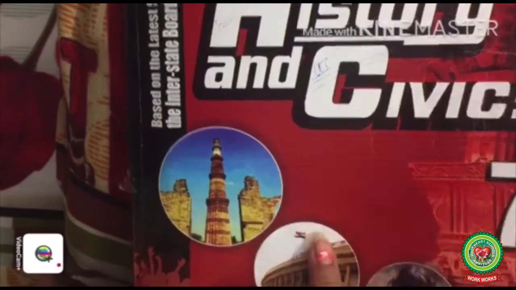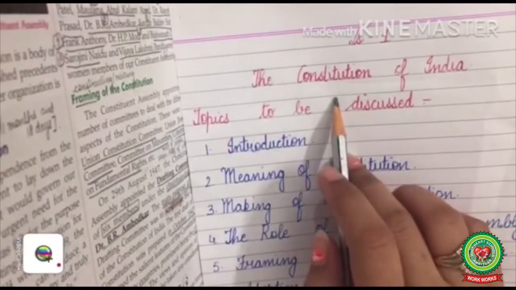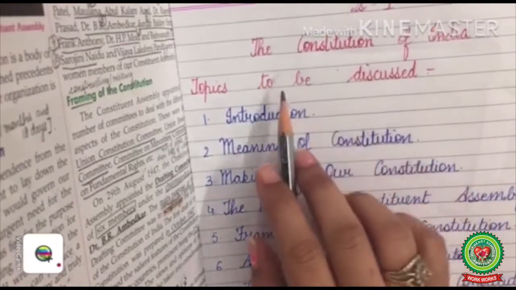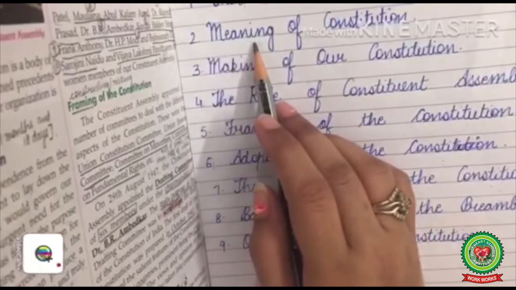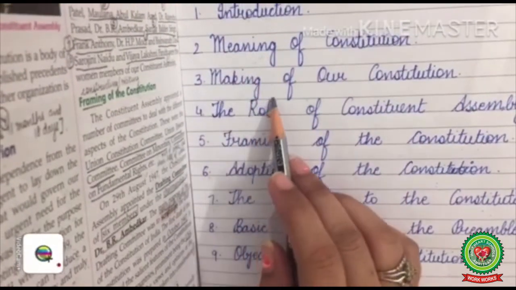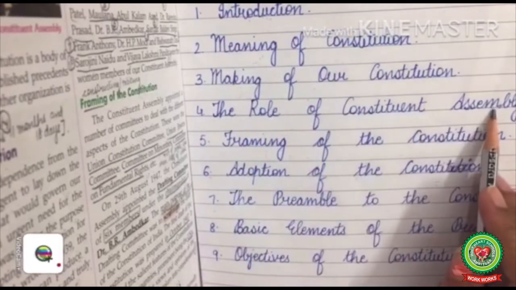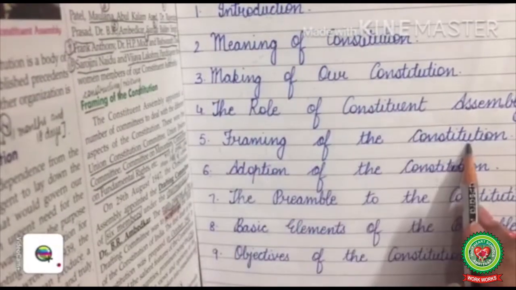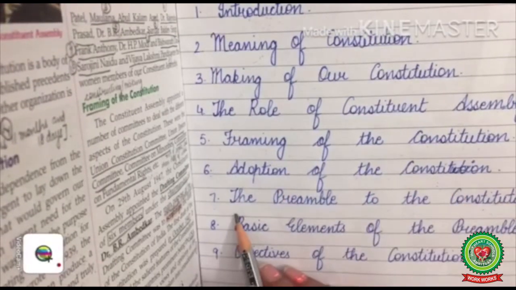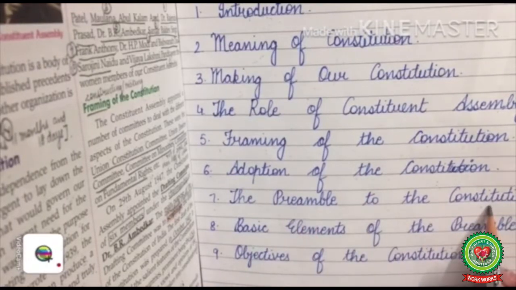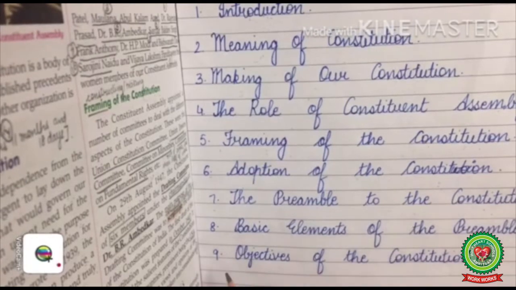We have started with lesson number 1 of civics, the Constitution of India. The topics to be discussed in this lesson are: number 1, its introduction; number 2, meaning of constitution; number 3, making of our constitution; number 4, the role of constituent assembly; number 5, framing of the constitution; number 6, adoption of the constitution; number 7, the preamble to the constitution; number 8, basic elements of the preamble; number 9, objectives of the constitution.